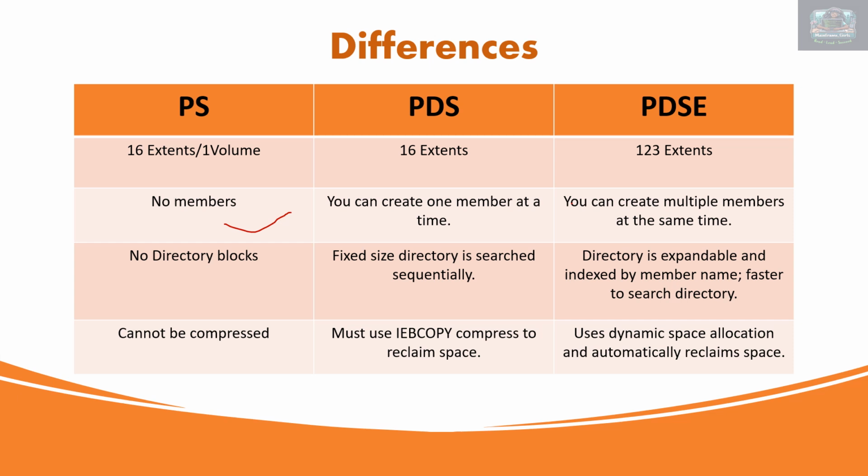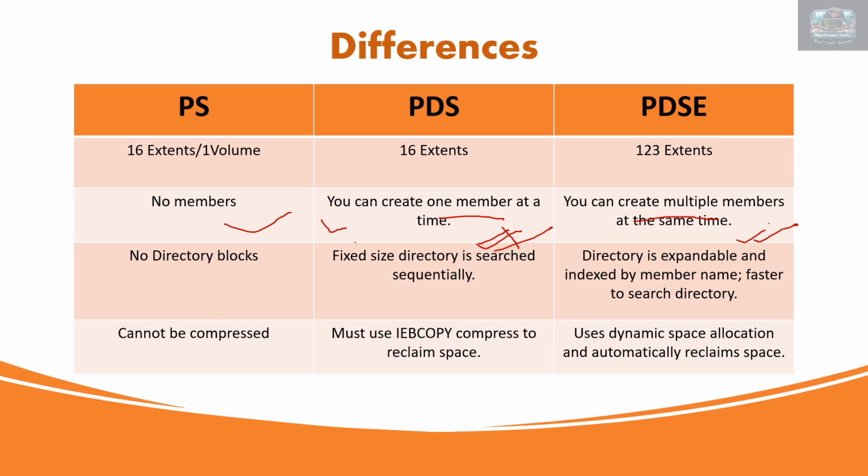But when it comes to a PDS, you can create more members in a PDS according to the directory blocks you have given. It has limited members, and you can create only one member at a time. But when it comes to a PDSE, you can create multiple members at a time. How is this? Suppose one person is accessing a PDS member, another person cannot create one at the same time. But coming to a PDSE, two to three people can open a PDSE and create more members in it.